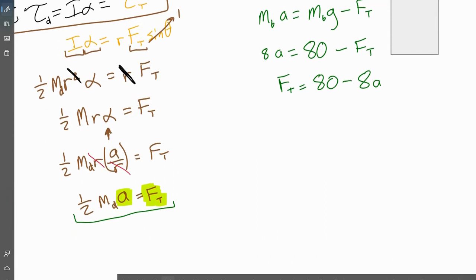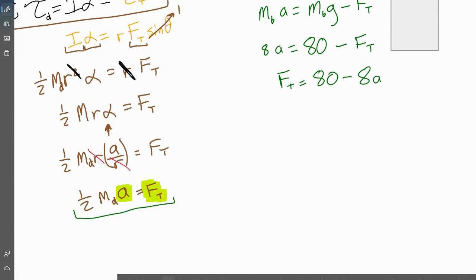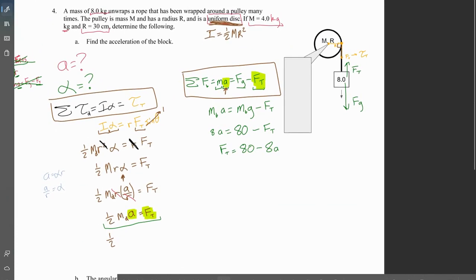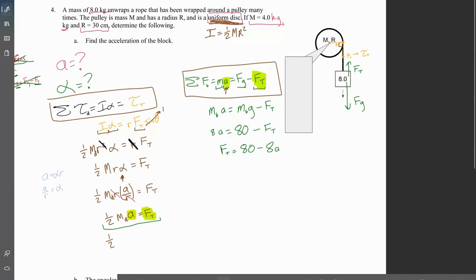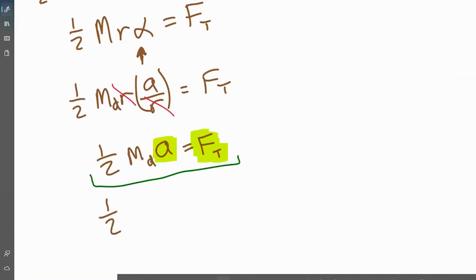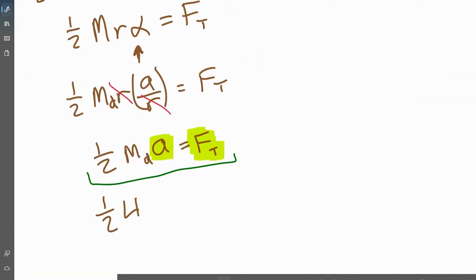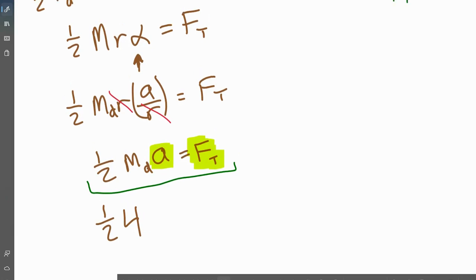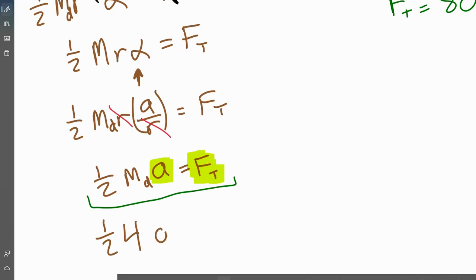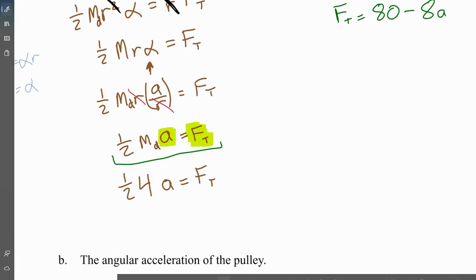Okay. We can plug in over here a little bit too, right? We have 1/2 times the mass of the disk. Mass of the disk, I said, was 4 kilograms, times A, which is what we don't know, is equal to force of tension. Right, but that's 2A is equal to force of tension.